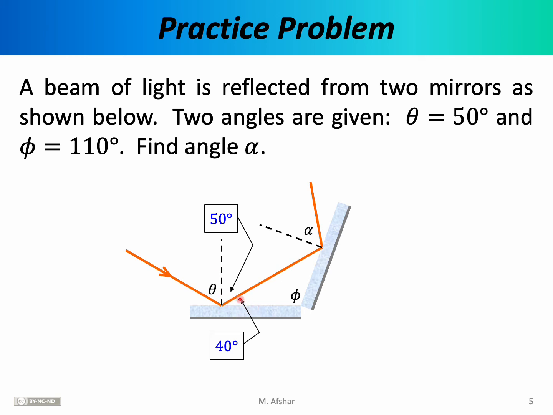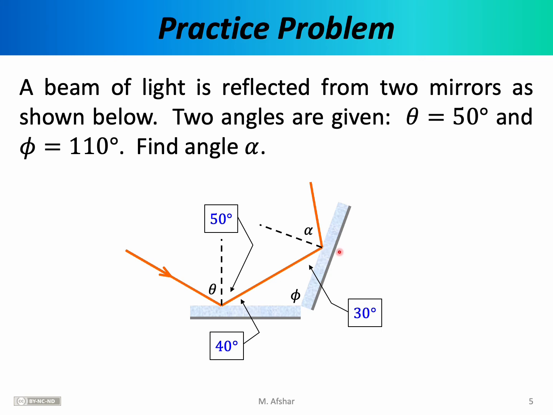Now that we know this angle here, we should be able to figure out this angle here. After all, we have a triangle, and the sum of the angles of a triangle must be 180 degrees. If this angle is 40 and this angle is 110, then this angle here must be 30 degrees. You can see 30 plus 40 plus 110 gives us 180 degrees.